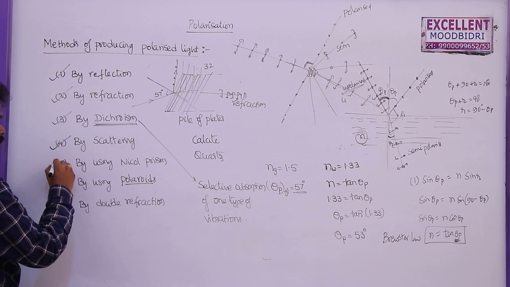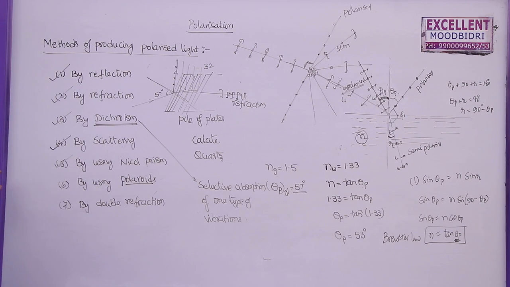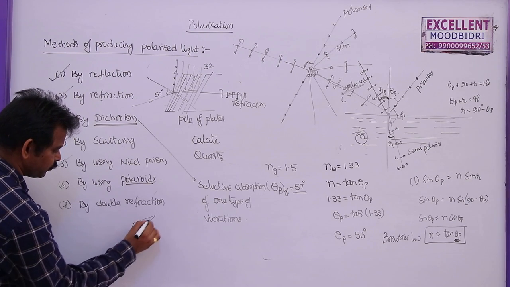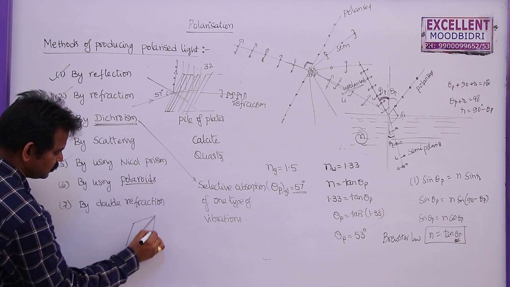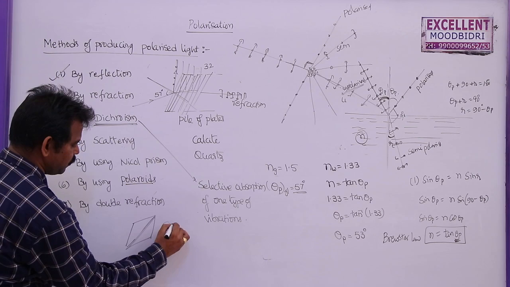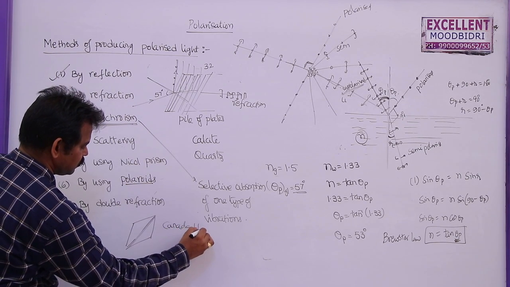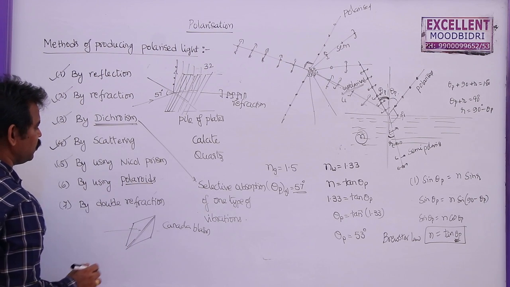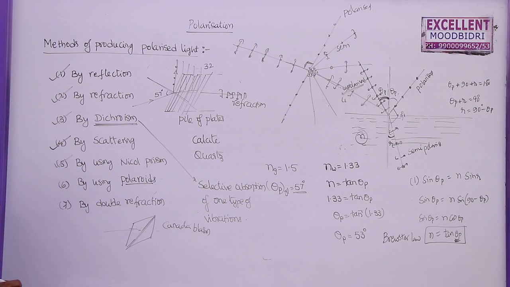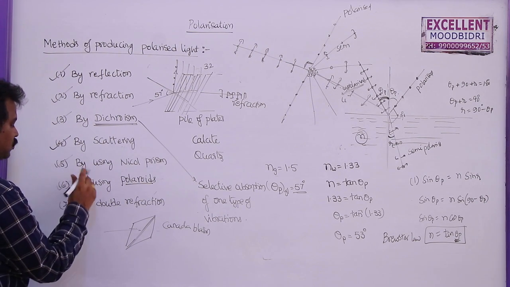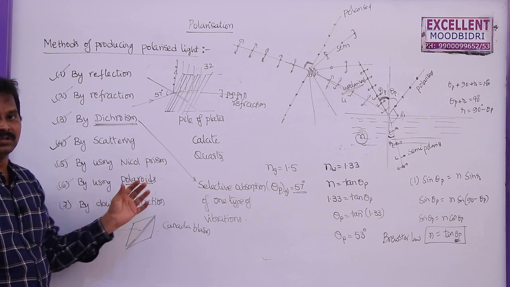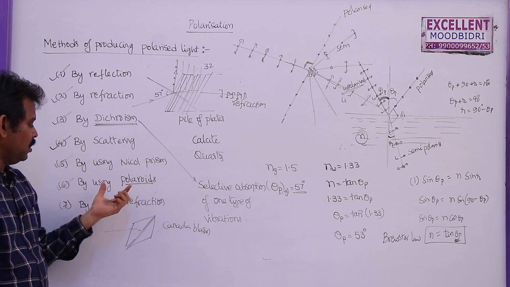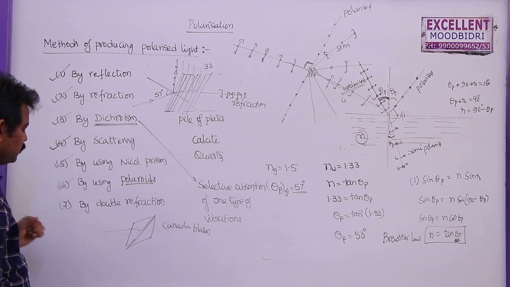After that, by using a Nicol prism, that means if you join two calcite crystals with the help of Canada balsam, then if you send the light, it will also produce polarized light. Then by using the tourmaline crystal we can produce it, and in Malus's law also we discussed about this point.